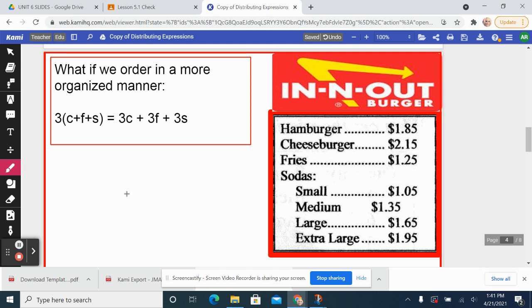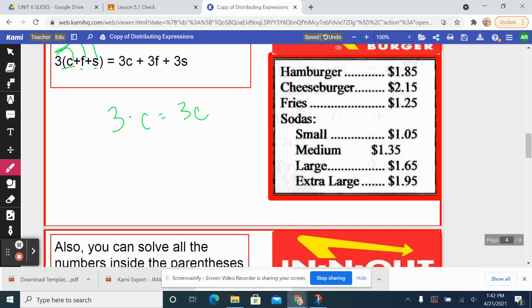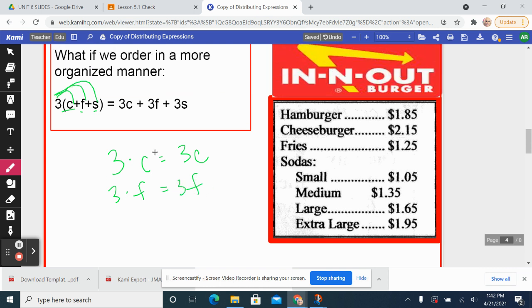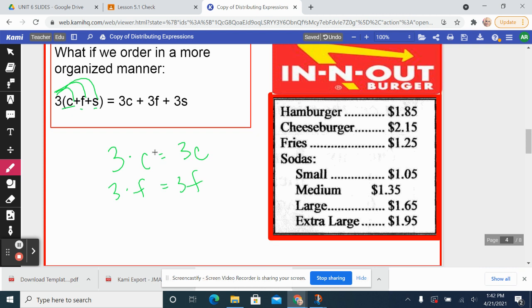So what if we order in a more organized manner? Okay, so what if I did this a little bit different? And I did, okay, well, there's 3 cheeseburgers, 3 fries, and 3, what is that? A small drink, right? So this 3 would multiply to the C. This 3 would multiply to the F. And this 3 would multiply to the S. Now keep in mind, 3 times C is the same as 3C. 3 times F is the same as 3F, and so forth, right? So you got to kind of remember that. So these parentheses mean to multiply.